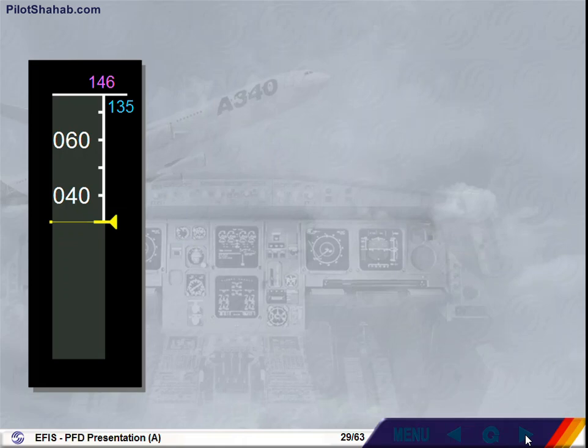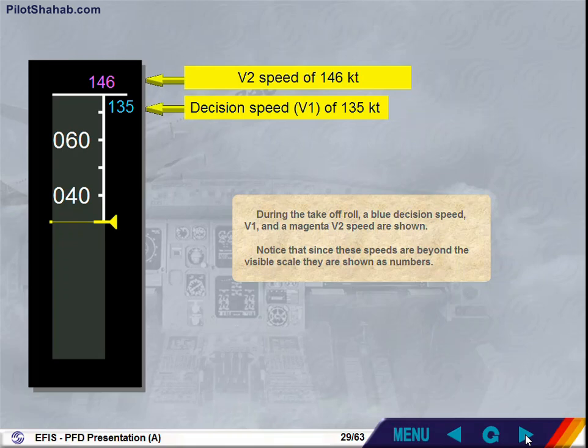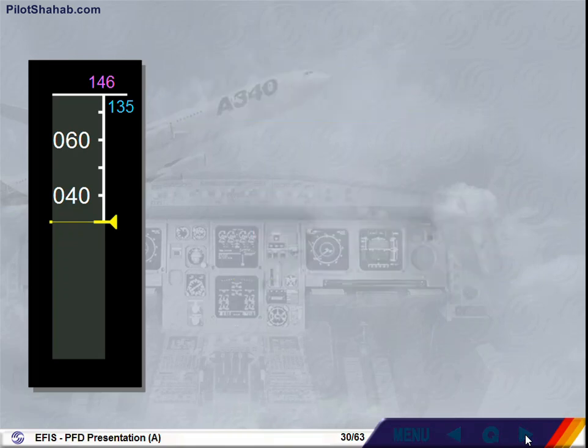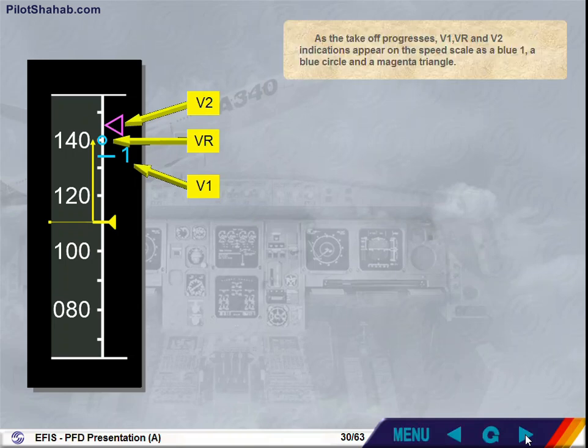During the takeoff roll, a blue decision speed, V1, and a magenta V2 speed are shown. Notice that since these speeds are beyond the visible scale, they are shown as numbers. As the takeoff progresses, V1, VR, and V2 indications appear on the speed scale as a blue 1, a blue circle, and a magenta triangle.